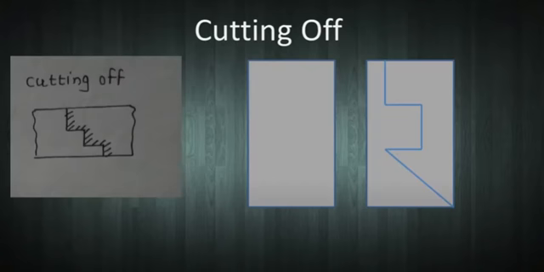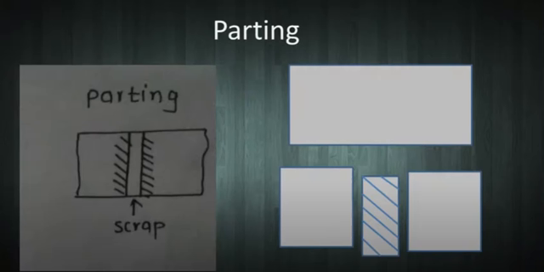The next operation is cutting off. In this operation, the workpiece is cut into two pieces in the required shape. The next operation is the parting operation. In parting operation, scrap material is removed from the workpiece, so the workpiece is cut into two pieces.